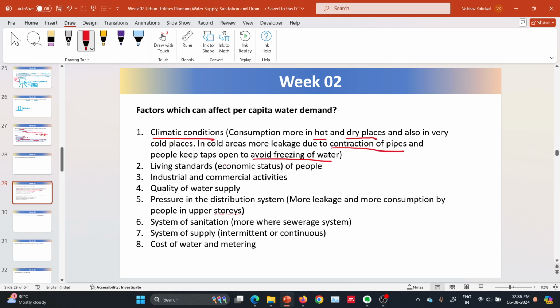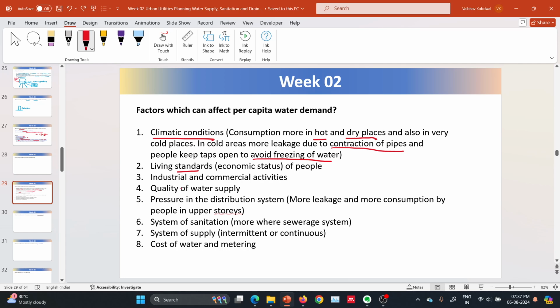Standard of living. If economic status is good, people will use more water, maybe because of full flushing systems and so on. They will use bathtubs and all. So standard of living affects the per capita water demand. Then industrial and commercial activities. If you see an industrial area with more steel plants, sugarcane industry, or distilleries nearby, the water demand of your area will increase.